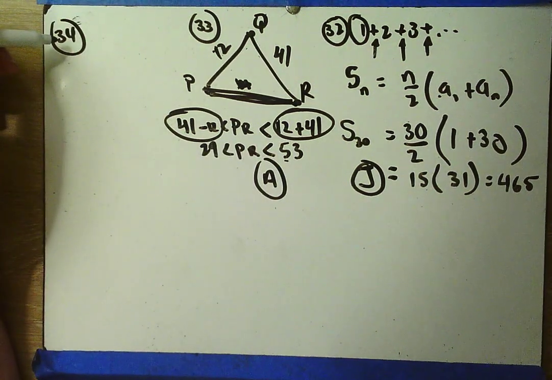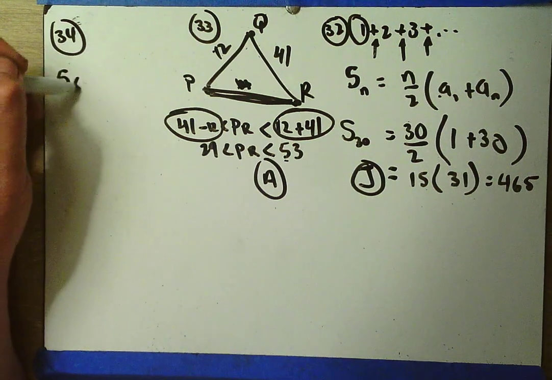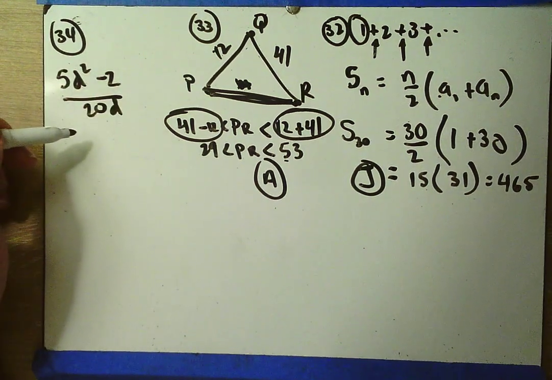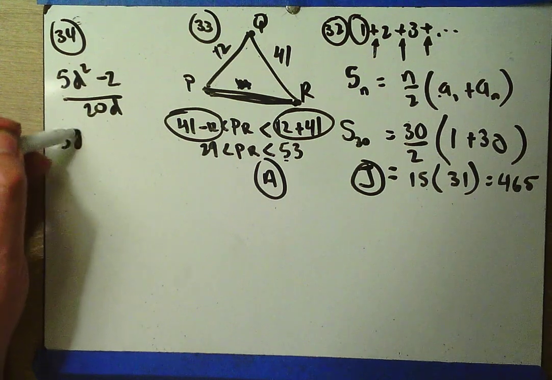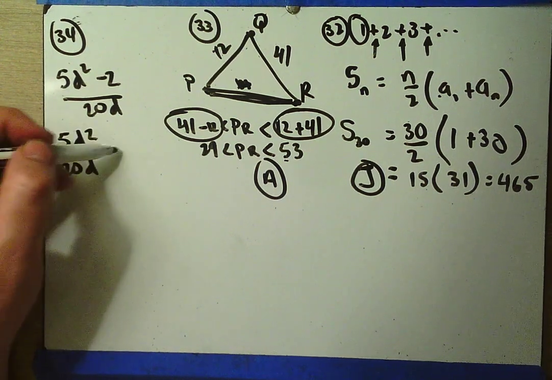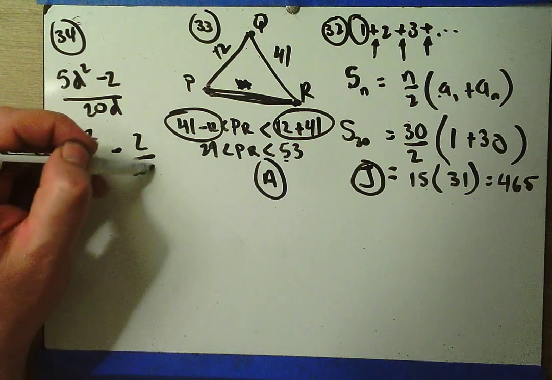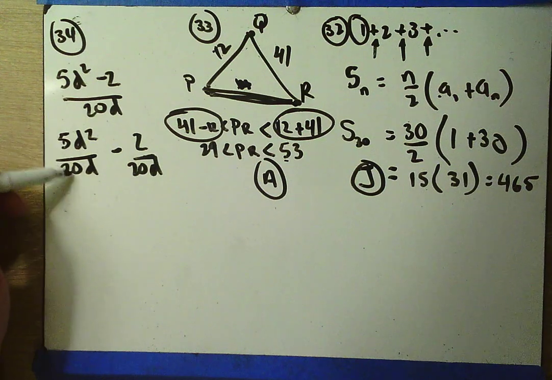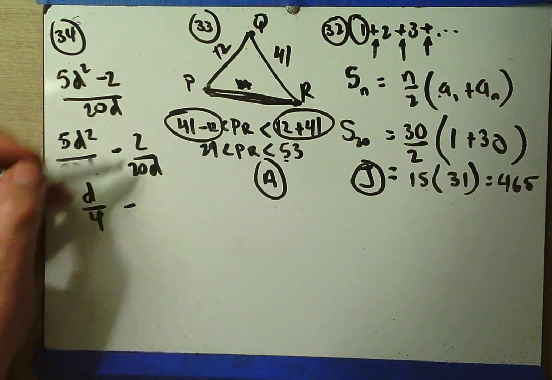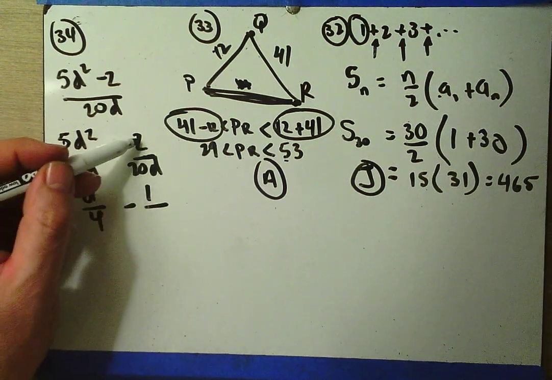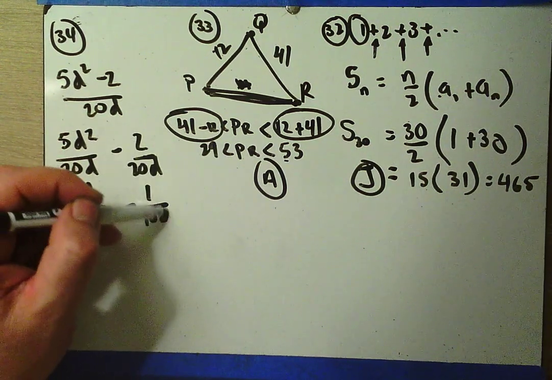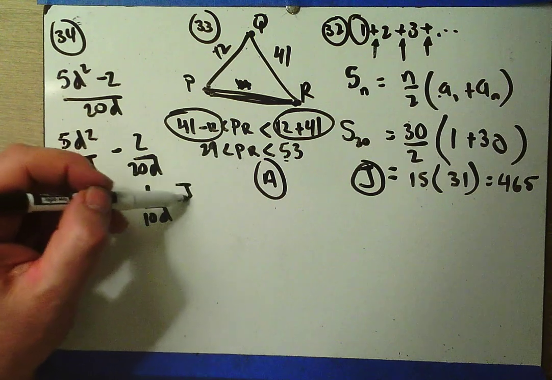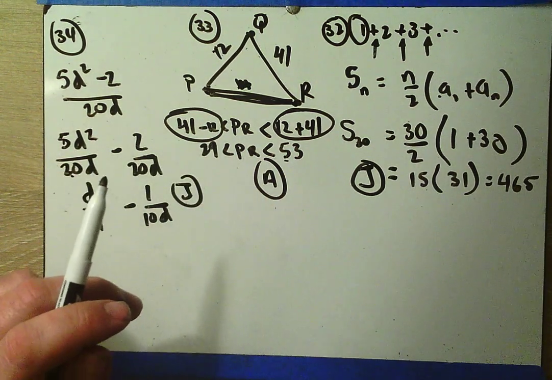34. Which of the following is equivalent to 5d squared minus 2 over 20d? Well, we can split this into 2 fractions. One of them would be 5d squared over 20d, and the other one would be 2 over 20d. I can take a d out of each of these. I can cancel a 5 out. I'll have d over 4. I can take a 2 out of each of these, leaving me 1 on top, and a 10 and a d, not on the top, but on the bottom. So which one is this? This looks like choice J. Choice J.